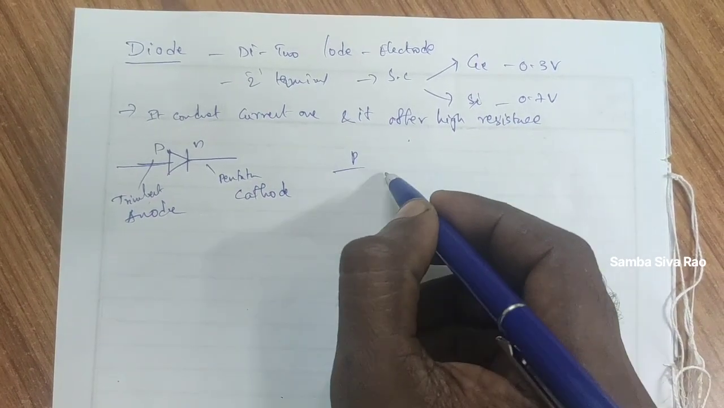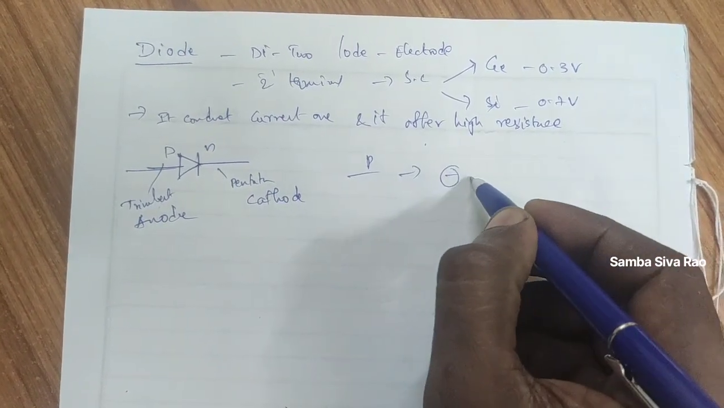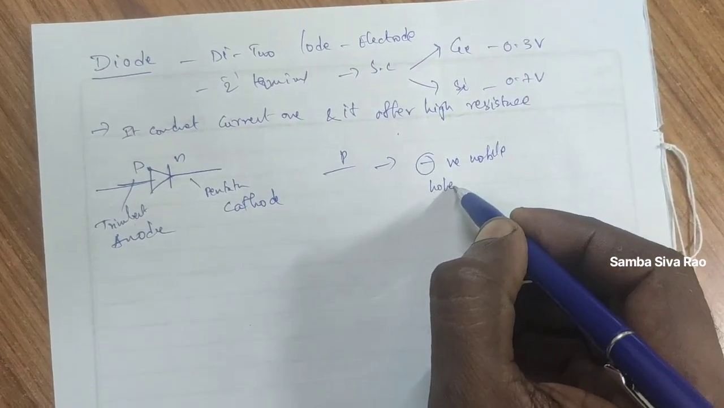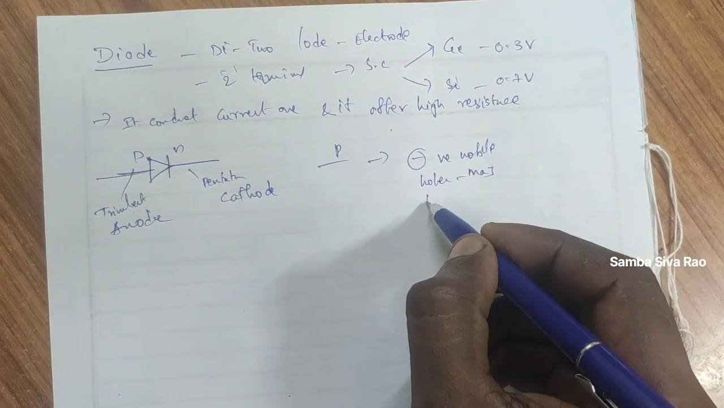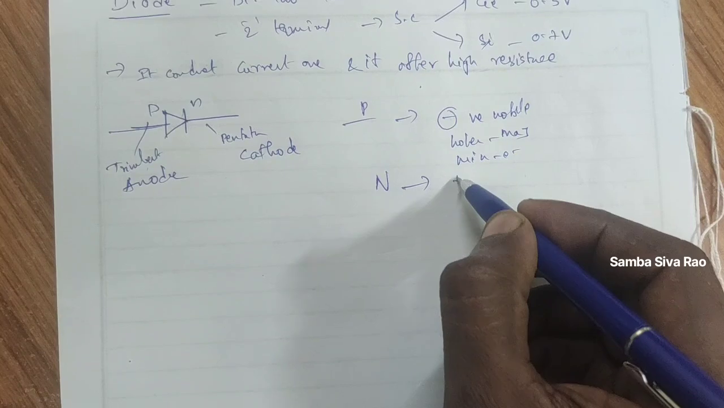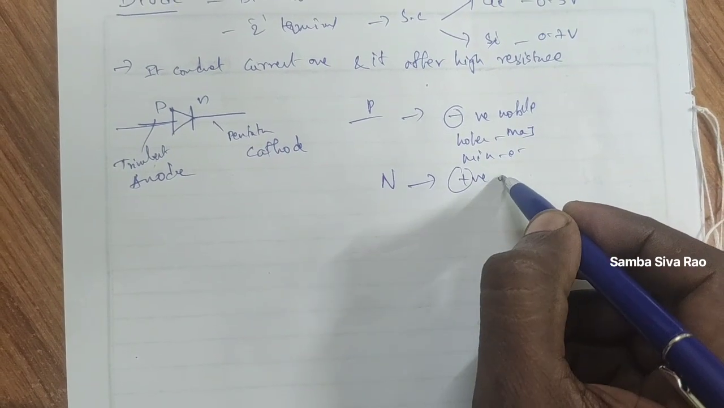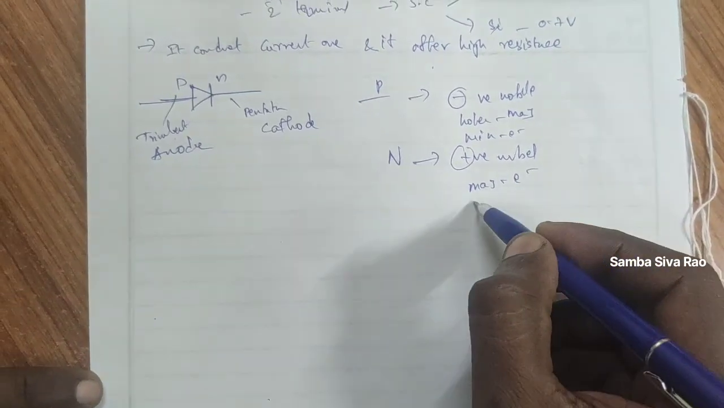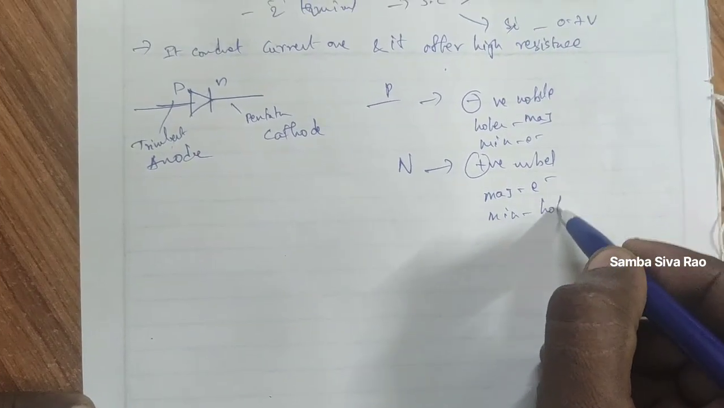In P type, it has negative immobile ions. The majority carriers are holes and the minority carriers are electrons. Whereas in N type, it has positive immobile ions. The majority carriers are electrons, whereas the minority carriers are holes.